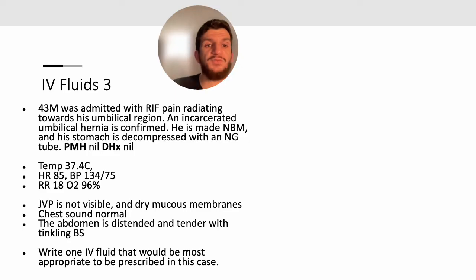He's made nil by mouth and his stomach's been decompressed with an NG tube. So it's not something that we probably want to be giving fluids down, considering we're decompressing his stomach. So temperature was 37.4, heart rate was 85, and BP is 134/75. His resp rate's 18, and his O2 sats are 96%. So JVP is not visible.